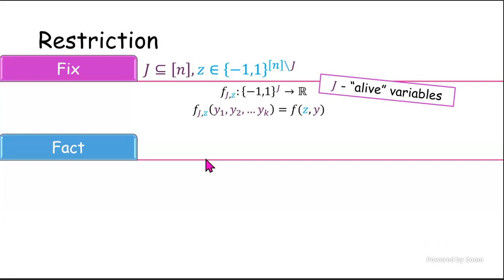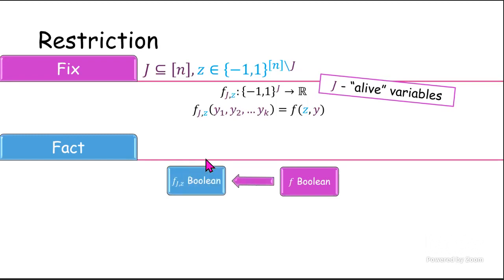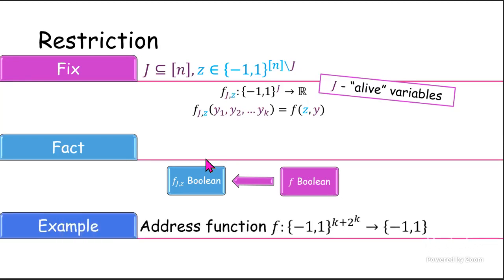So let's note something before we go to the Fourier transform. If f is Boolean valued, that is all the values of f are 0, 1 or -1, 1, then every restriction is also a Boolean valued function. It's pretty trivial. We just look at subcubes, with the same values, a subset of the values that f can get. Just to make it clear, let's think about an example. For example, the address function, which takes k plus 2 to the k inputs, where the first k is the address, they choose one of the other variables to be their dictatorship.